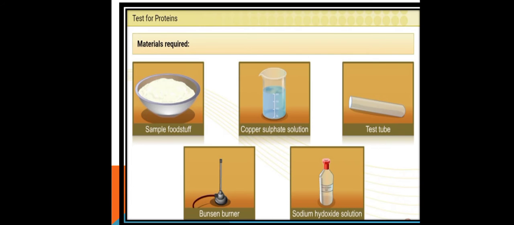What are the materials required for the test of proteins? Sample food items, copper sulfate solution, test tube, Bunsen burner, and sodium hydroxide solution. The test for proteins needs two types of solution. What are they? Copper sulfate solution and sodium hydroxide solution.